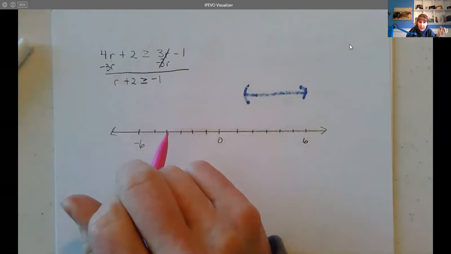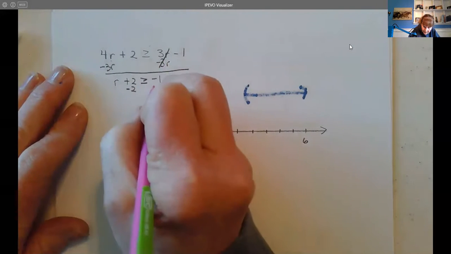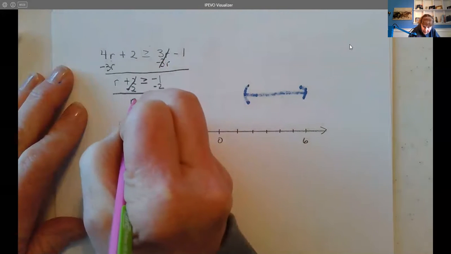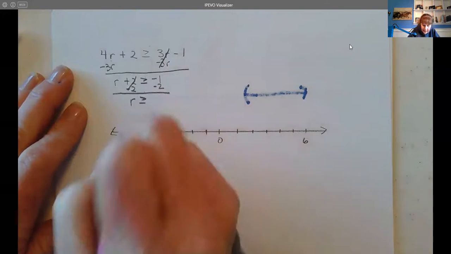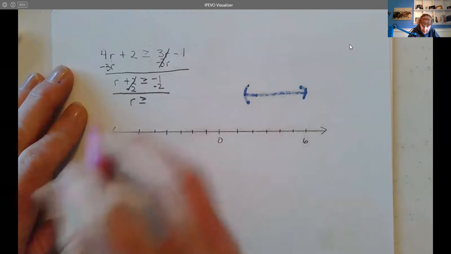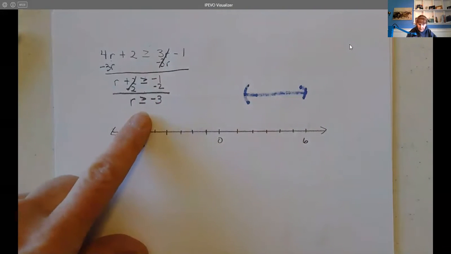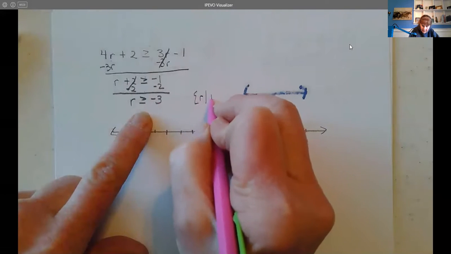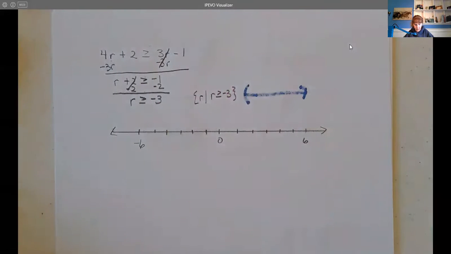Now, to get the R by itself, because we have R's on the left only, we'll subtract 2, or add a negative 2, same idea. R is greater than or equal to negative 3. We don't flip the inequality, we never divided or multiplied by a negative. All right, so there's my solution. I can write it in set notation: the set of all R's such that R is greater than or equal to negative 3.